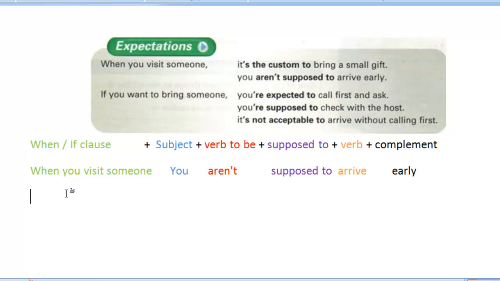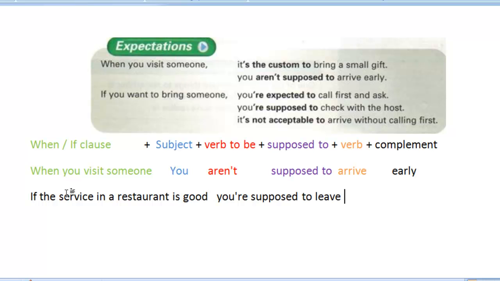Let me give an example with another clause. In this case, I'll use an if clause. So I'm going to say, if the service in a restaurant is good, okay, that's the if clause. Then, as I mentioned, it's going to follow the subject. You're supposed to. And then that's going to follow the verb. So you're supposed to leave a tip, and then there's going to be some sort of complement.